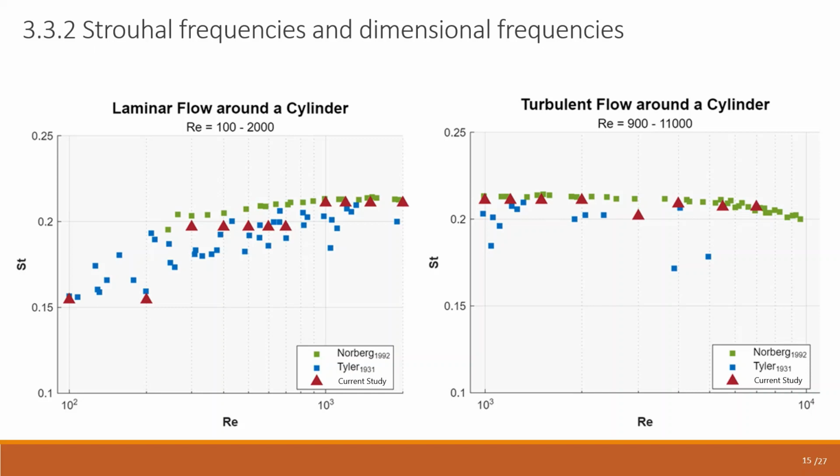Capturing the dominant shedding frequencies from the power spectra, we are able to plot the non-dimensional vortex shedding frequencies, or the Strouhal number, against the Reynolds number. When we compare the works of Norberg and Tyler, we see a good correlation between our numerical model and the literature values. This gives us confidence in our simulations and allows us to further develop the model for 2 cylinders.